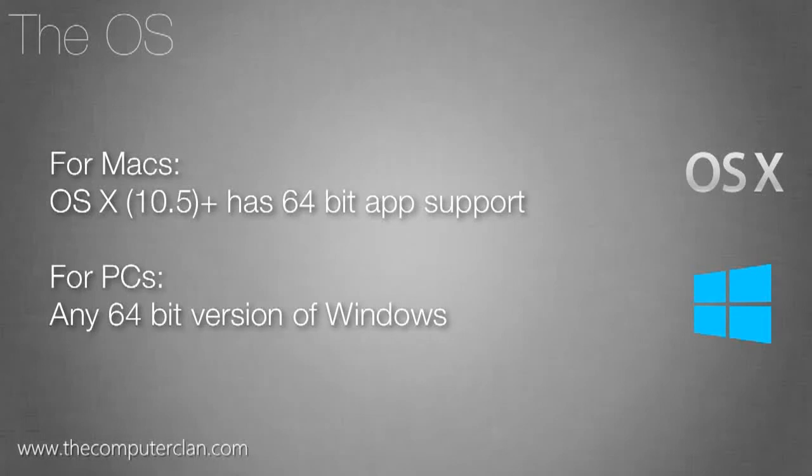Okay, so for the operating system, if you're on a Mac, OS 10.5 or higher has 64-bit app support. On Windows, you just need to make sure you have any 64-bit version of Windows installed. Some older programs do have a problem running on 64-bit, but that's usually for older software. Newer programs usually don't have that problem. You can run 64-bit and 32-bit without conflicts, thanks to modern technology.